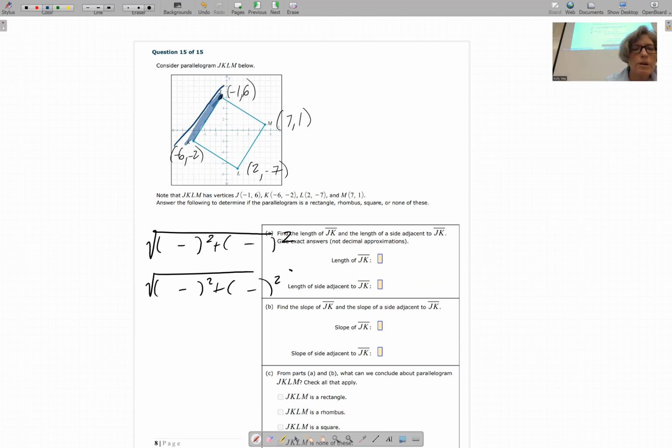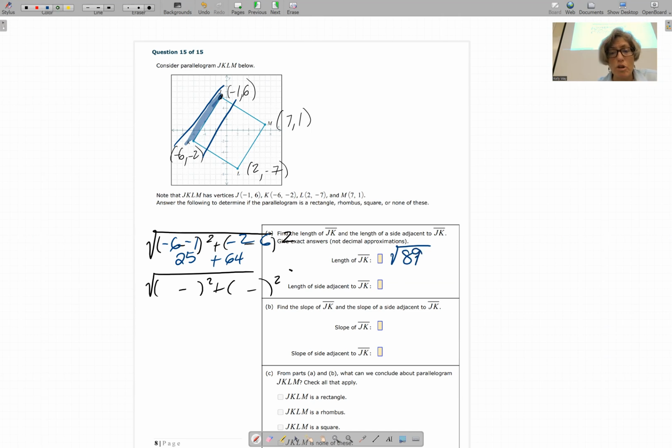JK is going to be -6 and -1, -2 and 6. Double negative makes a positive. That's going to be 25 plus 64. It's going to be square root of 89.